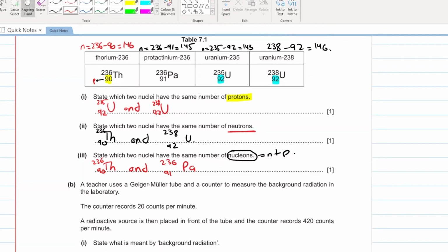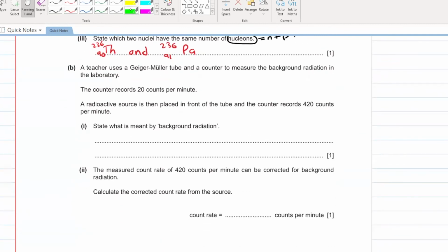Let's further move ahead. A teacher uses a Geiger-Müller tube and a counter to measure the background radiation in the laboratory. The counter reads 20 counts per minute. A radioactive source is then placed in front of the tube and the counter reads 420 counts per minute. State what is meant by background radiation.